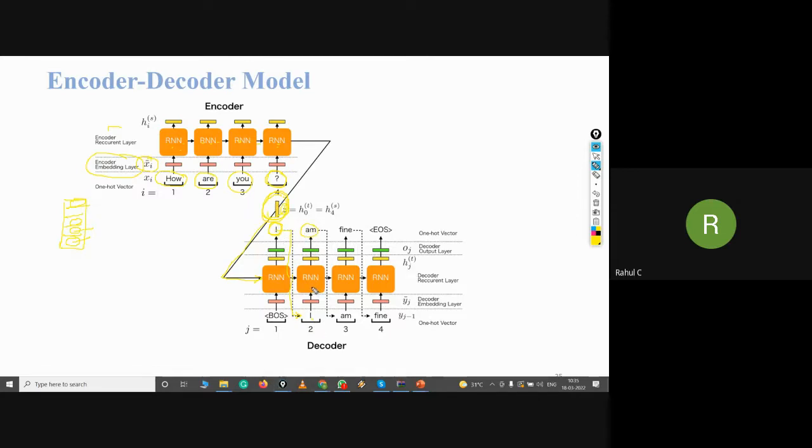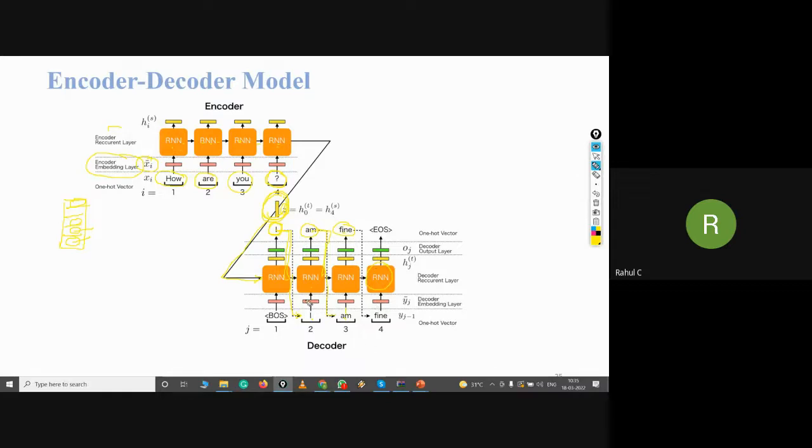Then this am is coming here into the next RNN. In order to predict the next word, you get both pieces of information, because the previous words are I and am. So in order to predict the word fine, I get two pieces of information, I and then am. Then after that it is coming to fine, and finally it is coming to the end of the sentence.